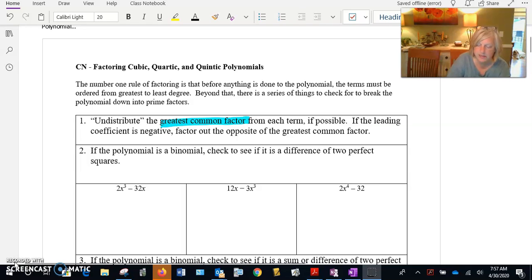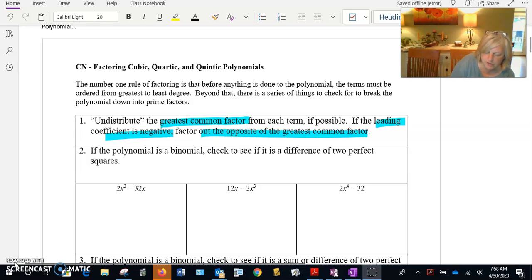The other thing that is a common thing: if your lead coefficient is negative, you want to factor out the opposite of that greatest common factor. Pull the negative out. It makes it a little easier to deal with when the leading term is a positive term. All right, so if the polynomial is a binomial, some common things that we're going to do is check to see if you've got a difference of two perfect squares. I'll do the first problem. I'll leave the rest for you to do.